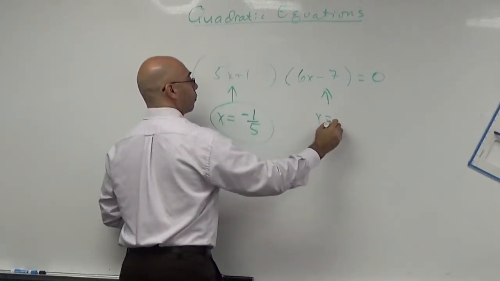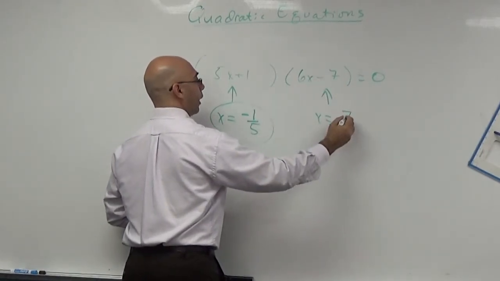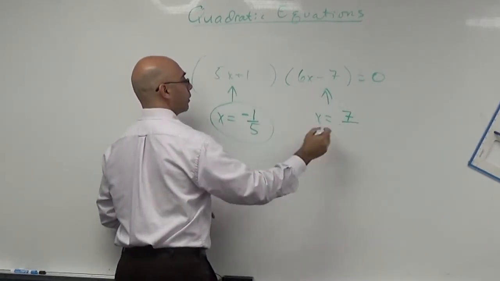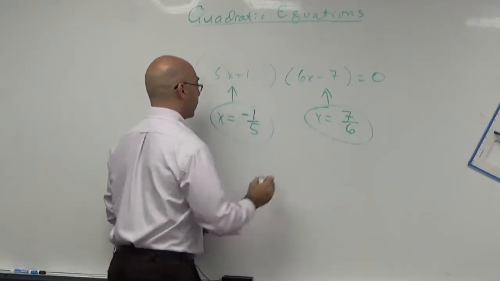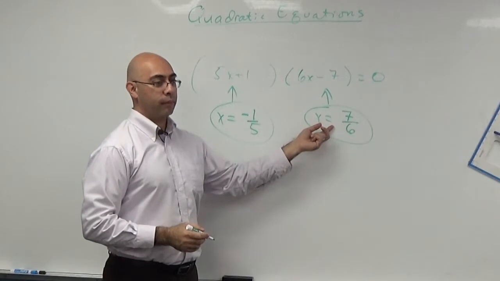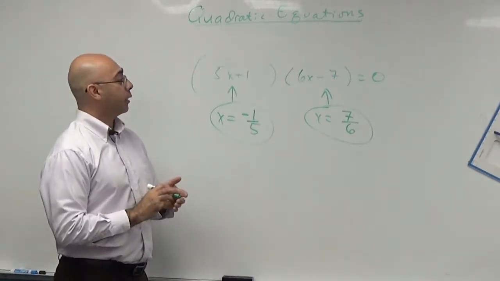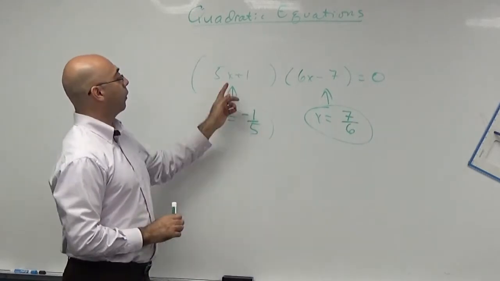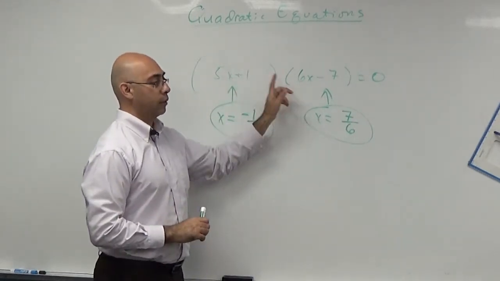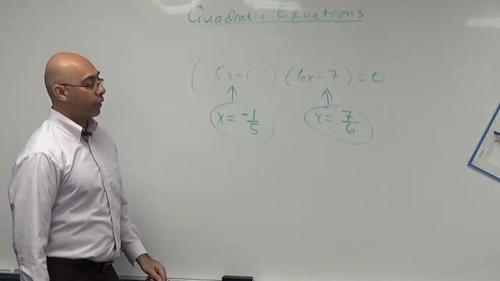Here, x equals, so I have to move that over. What's the opposite of subtracting 7? Adding 7. What's the opposite of multiplying by 6? Dividing by 6. Those are your two answers. Negative 1/5 and positive 1 1/6. Are we always going to have two answers for these types of problems? Yes, because when it comes to quadratic equations, you're going to be multiplying two things, which will have 1, 2, 3, 4 terms.